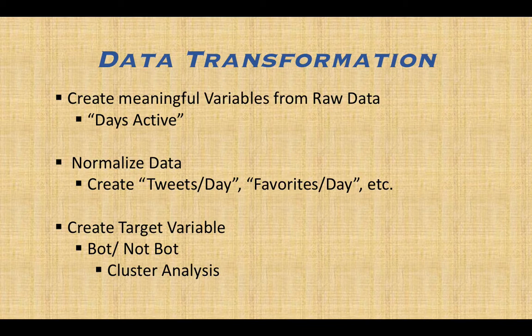So at that point, I started my data transformation. First, I created meaningful variables from the raw data, such as days active, as I just mentioned. Then I normalized that data because of the wide array of length of times active. So I created tweets per day, favorites per day, and such as that. And finally, I had to create a target variable of bot or not bot, and I based that on cluster analysis to see what the data spoke about where the different clusters lived.